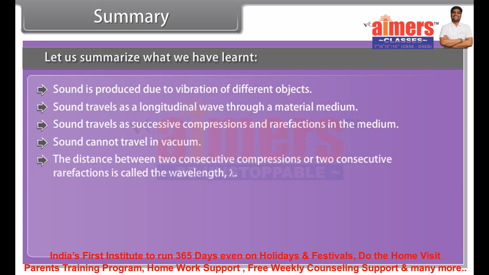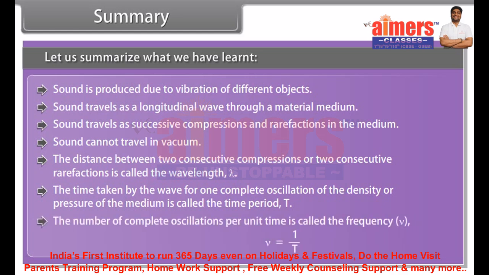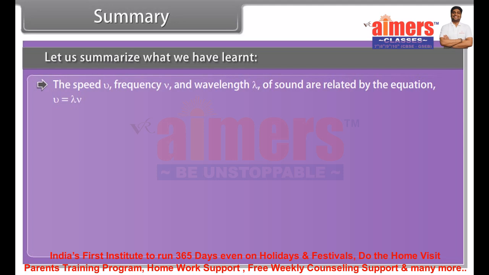The distance between two consecutive compressions or two consecutive rarefactions is called wavelength, λ. The time taken by the wave for one complete oscillation of the density or pressure of the medium is called the time period, T. The number of complete oscillations per unit time is called the frequency, ν = 1/T. The speed v, frequency ν, and wavelength λ of sound are related by the equation v = λ × ν.